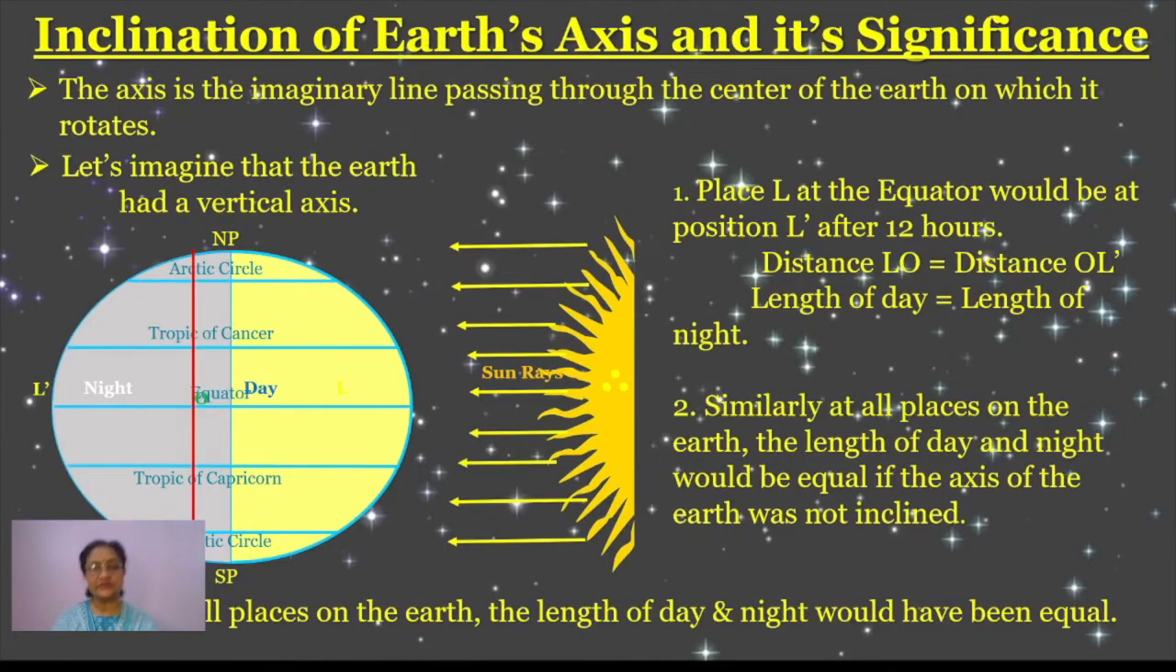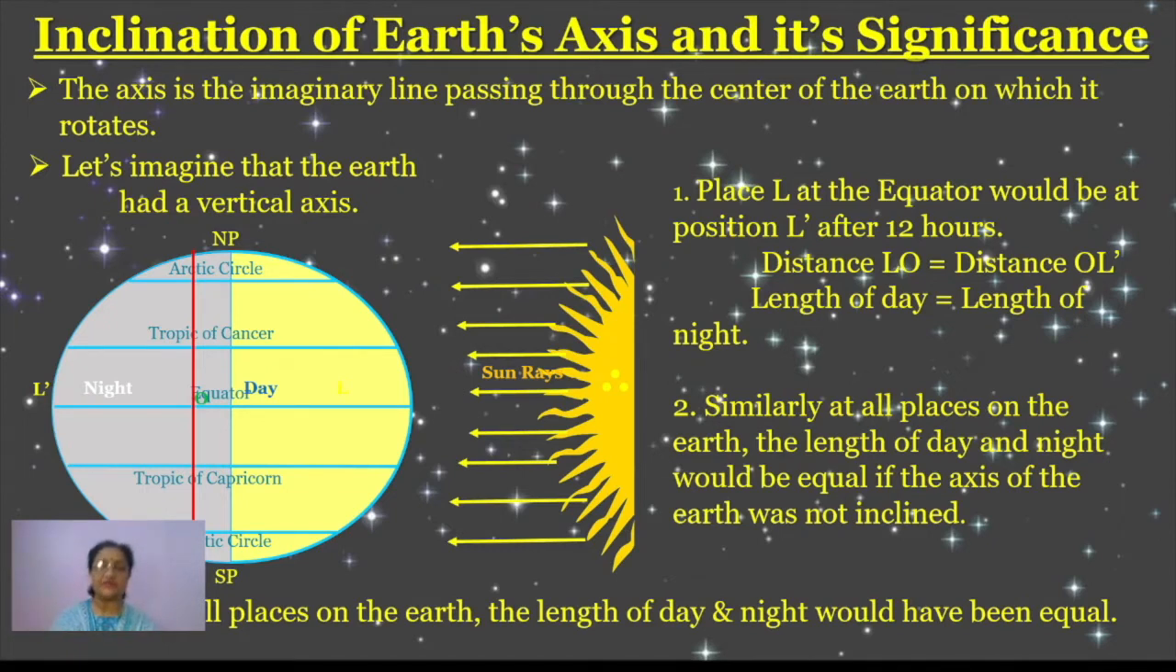Next is inclination of the earth's axis and its significance. What is the effect of it? For that you should understand one thing, children. What is axis? This is clear to you, right? The axis is an imaginary line which is passing through the center of earth. And in the case of earth it is tilted. So here we are talking about what is the effect of that tilt of the earth's axis.